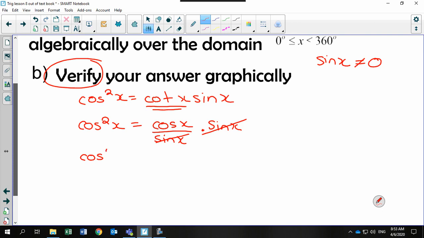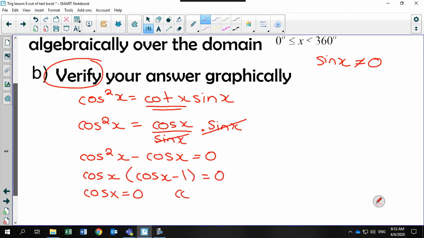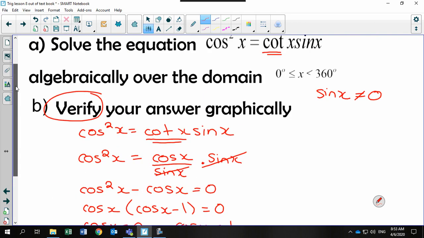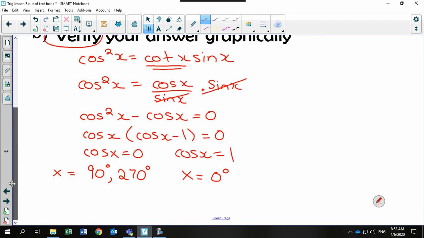From here, to continue solving, I'm just going to bring over my cos x and make it equal to 0, factor out a cos x, and state that cos x is equal to 0 and cos x equals 1. Now cos equals 0 at 90 degrees and 270. Cos x equals 1 at 0 degrees or 360. Let's check if 360 is in our domain. It's not. And we have 3 solutions.